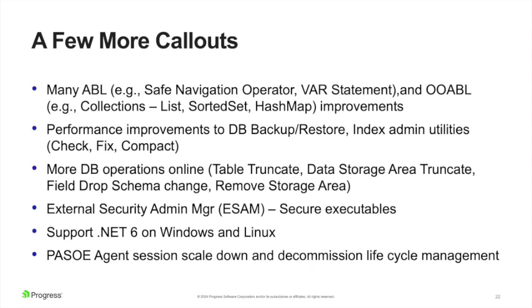And then I have a handful of other items that I want to call out. We've done many enhancements in the ABL, including the Safe Navigation Operator, which is also known as the Elvis operator. We have a new var statement, and in OOABL, we've added collections, support for 3 types: list, sorted set, and hash map. In the database, there's been significant performance improvements to some of the utilities, including the database backup and restore, and several index administration utilities: index check, index fix, and index compact. Much of this performance improvement has been done in these utilities with the introduction of threading.